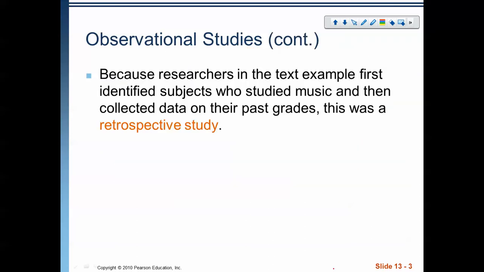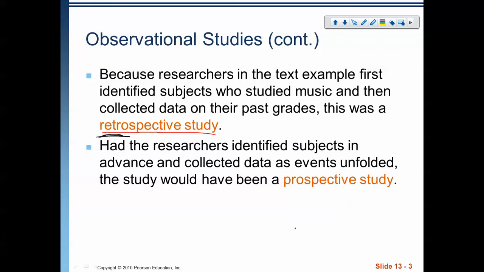There's 2 types of observational studies. The first here, it's called a retrospective study. The researchers in the text example first identified subjects who studied music and then collected data on their past grades. This was a retrospective because we were looking at it in the past, right? We were looking at it retro, something in the past. We identified people who studied music, and then we went back and looked at their grades. So it's a retrospective study.